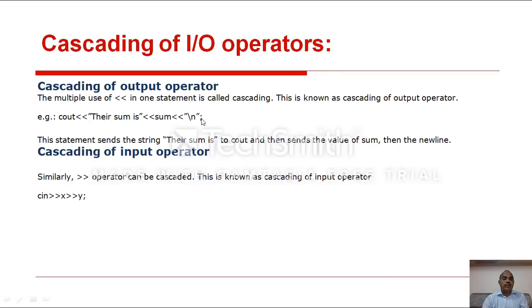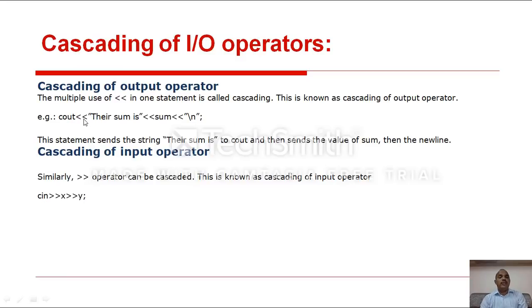So this is a cout example: cout, "Their sum is", sum, "\n". Here, how many items are there? The first one, the second one, the third one. This is a string constant. This is the variable name. Then this is the new line character, backslash n.